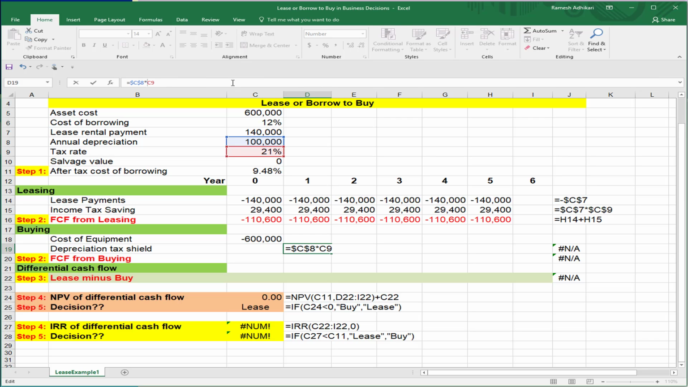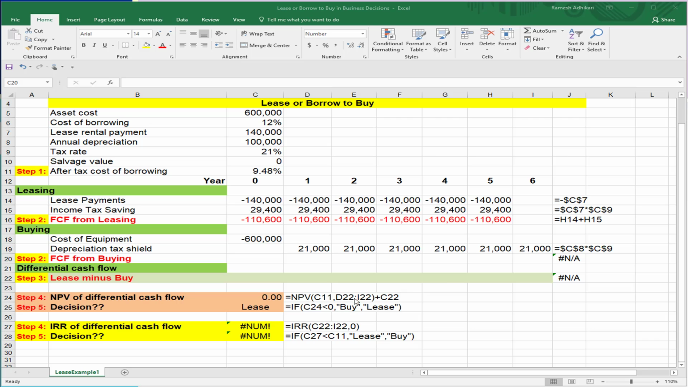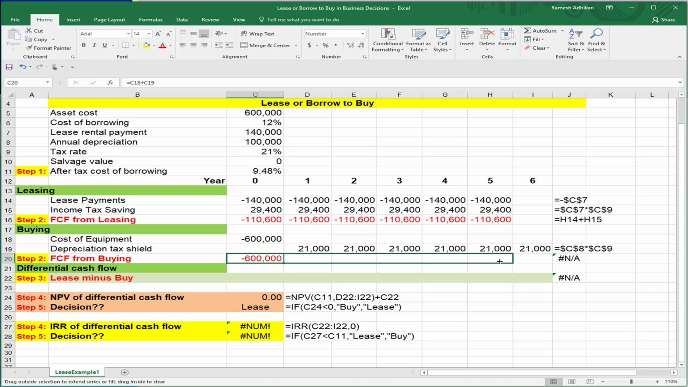And I'm going to again put the dollar sign and then drag it to the other cells to compute the depreciation tax shield, and that is going to continue for the next 6 years, right? Okay, that is going to be the depreciation tax shield. Now what about the cash flow from buying? In this case, cash flow from buying is going to be your cash outflow plus your cash inflow. So I'm going to write this, and in the current year it's going to be negative 600,000, and then if you drag it to the other years, the cash flow is going to be positive 21,000 for the next 6 years. So this is our step number 2.